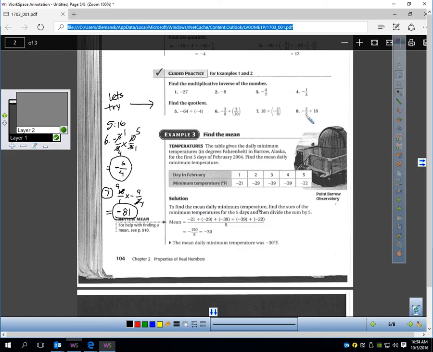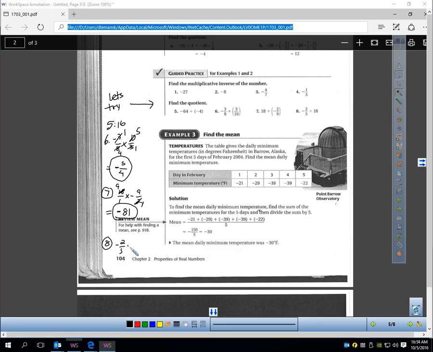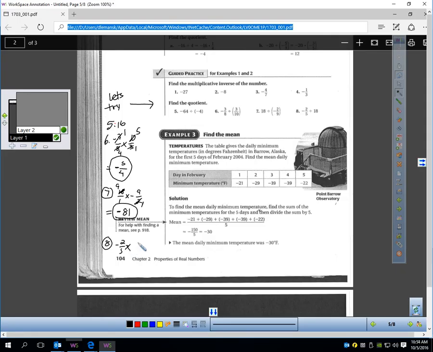I'm not going to do negative 2/5 divided by 18. I'm going to do negative 2/5, and I'm going to multiply by the reciprocal of 18, which is 1 over 18. So I know my answer is negative. There's only one negative in the problem.